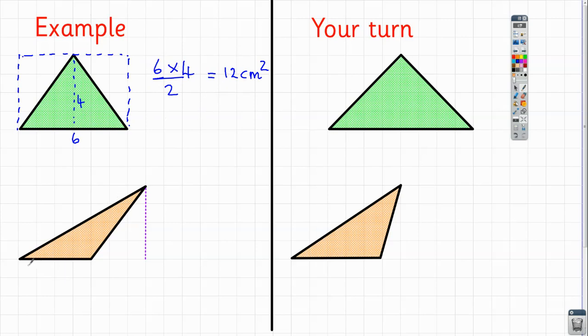Look at the next triangle. The base is the measurement from here to here. That is 4 squares from this corner to this corner, and it has a height of 4. We're going to do the base multiplied by the height, and then we're going to divide that by 2. 4 times 4 is 16, and then half of 16 gives us 8 square centimetres. Pause the video and have a go at the 2 questions on the right hand side.